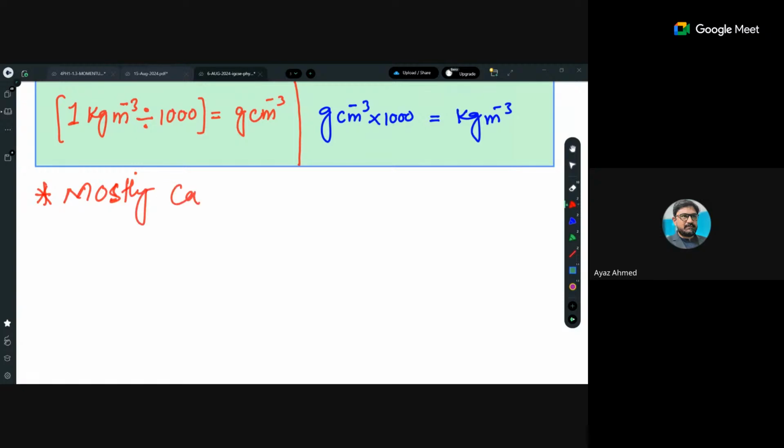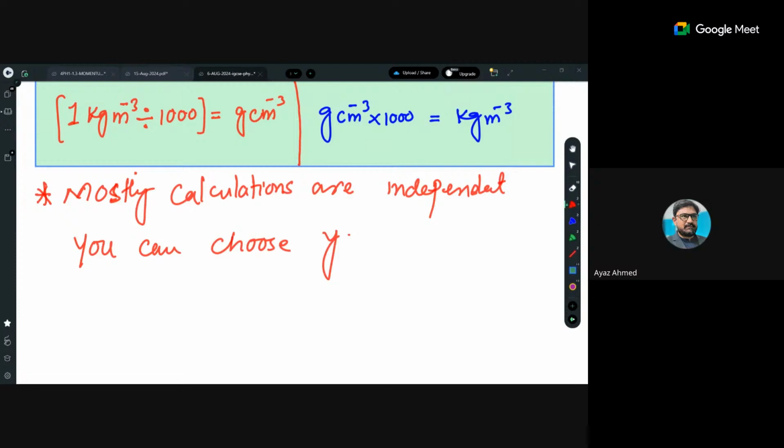आंसर में यूनिट नहीं लिखा होता. Calculations are independent. So independent का मतलब ये है, you can use your own unit, you can choose your own unit, but इसका मतलब ये नहीं कि जो दिल चाहे यूनिट लिख सकते हो. Either this, either this, that's it.